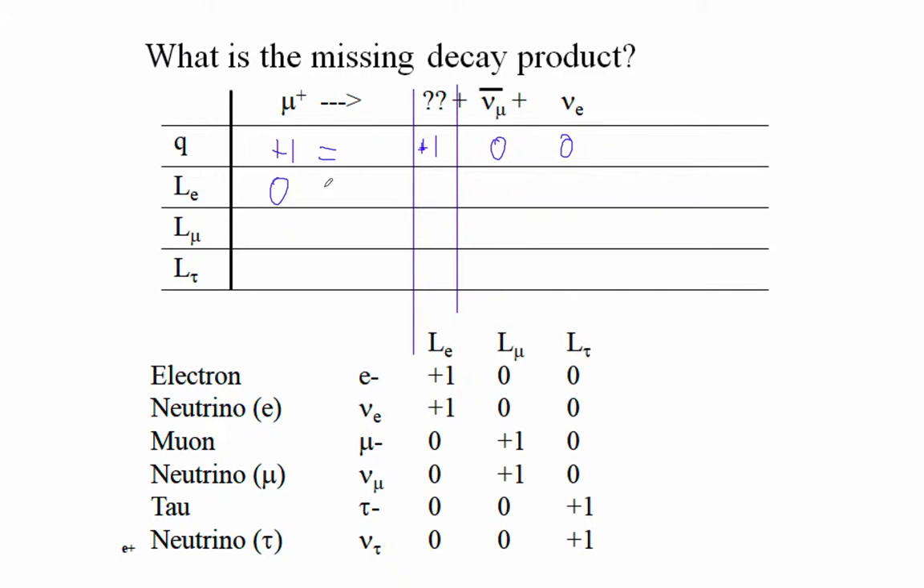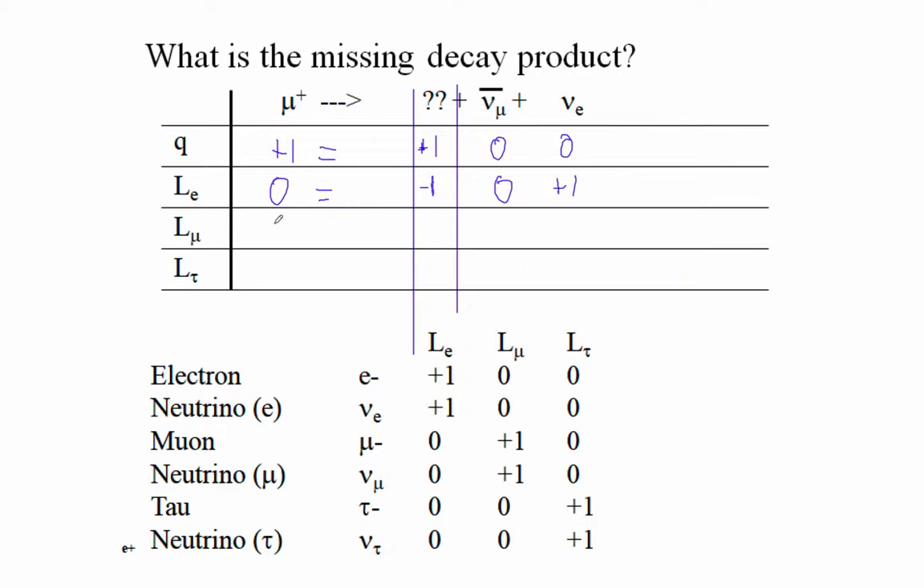All right, let's look at our electron numbers. We've got 0 equals, because it's a muon, an anti-muon, right? And then our electron numbers, this guy's 0, but the electron neutrino is +1. So this guy is going to have a -1 electron number. Is that right? Yeah, because it's got to add to 0.